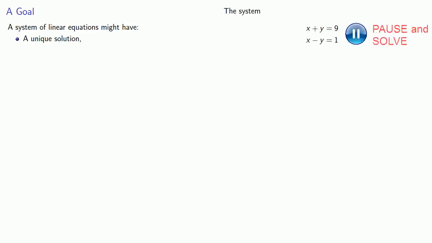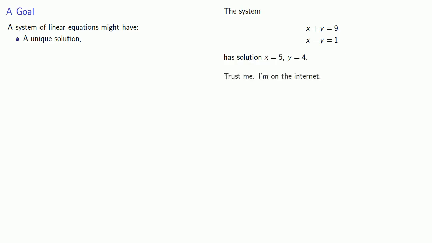So what's the big deal about row echelon form? To answer this question, we might consider the following. Given a system of linear equations, it might have a unique solution. So for example, this system of linear equations has solution x equals 5, y equals 4. And you know this is true because I said it's true and I'm on the internet. But you might want to verify for yourself that those are the actual solutions. After all, this isn't like politics where you can trust everything anybody says.